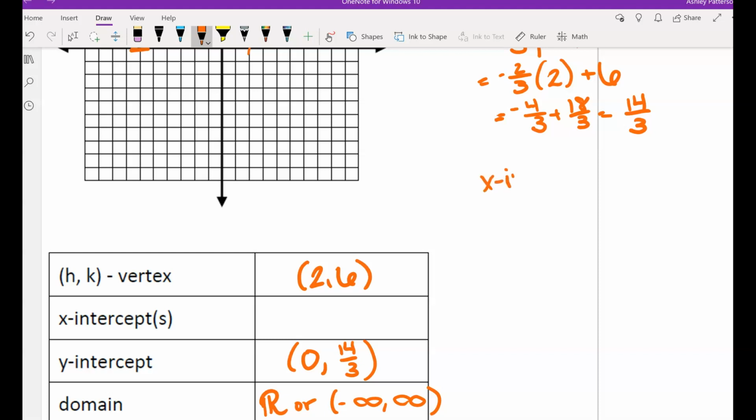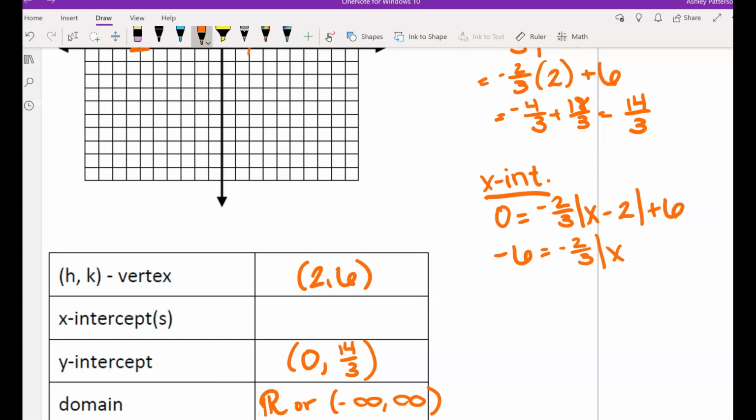Grand finale, x-intercept. Do the opposite. Take 0 and substitute it in for y, because we are on the x-axis, so I don't move up or down. Okay, in order to solve an absolute value equation, you need to isolate the absolute value bars. So I'm going to subtract 6 from both sides. So negative 6 is equal to negative 2/3 times the absolute value of x minus 2. In order to get rid of that fraction that's being multiplied on the right side of the equation, I'm going to multiply both sides by its reciprocal.